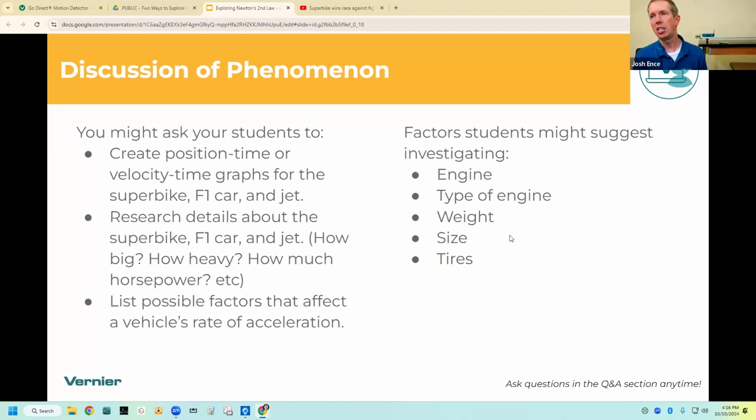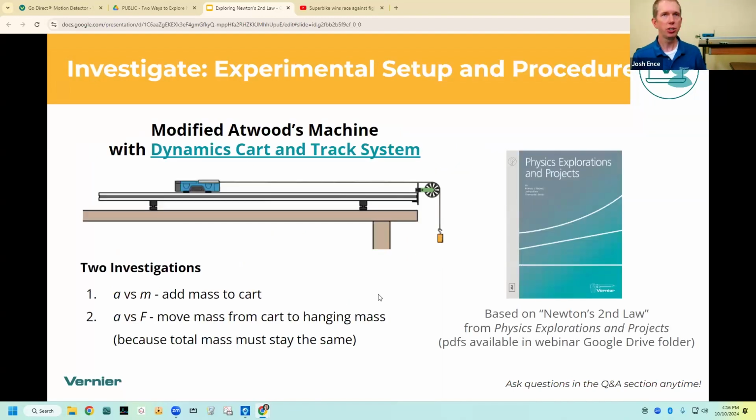And then on lab day, they show up, and you show them the experimental apparatus, and you say, okay, what we're going to do is we're going to create an acceleration in these dynamics carts. And we're going to be able to vary some factors. And you can talk them through that process of which factors you're going to vary and how you're going to do that.